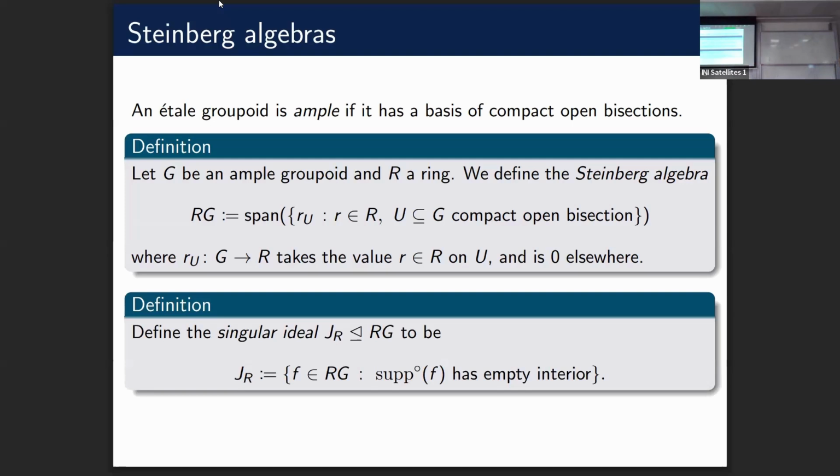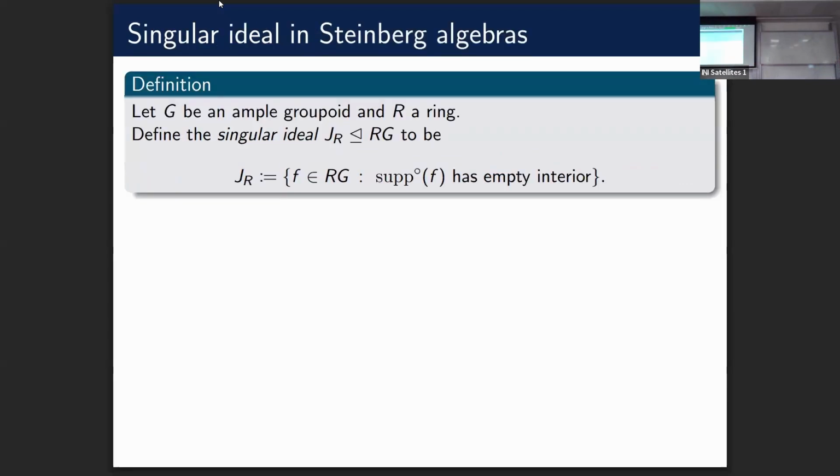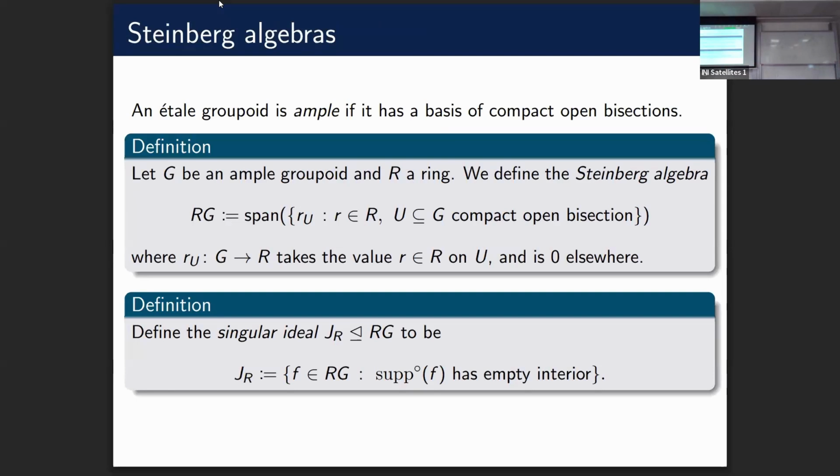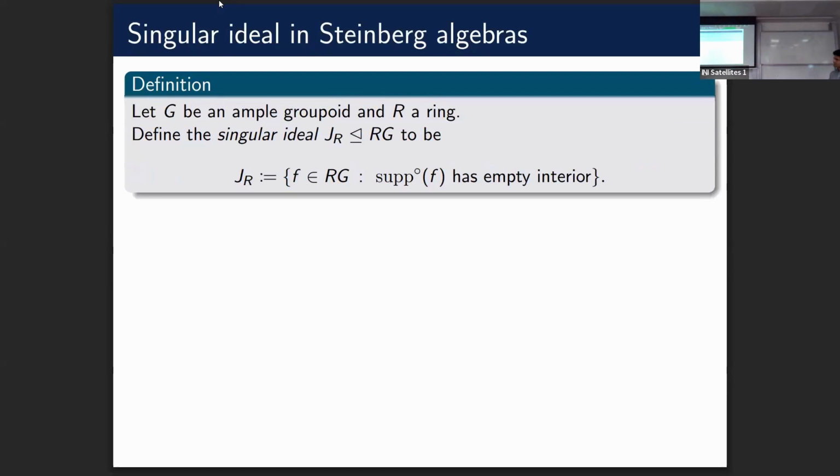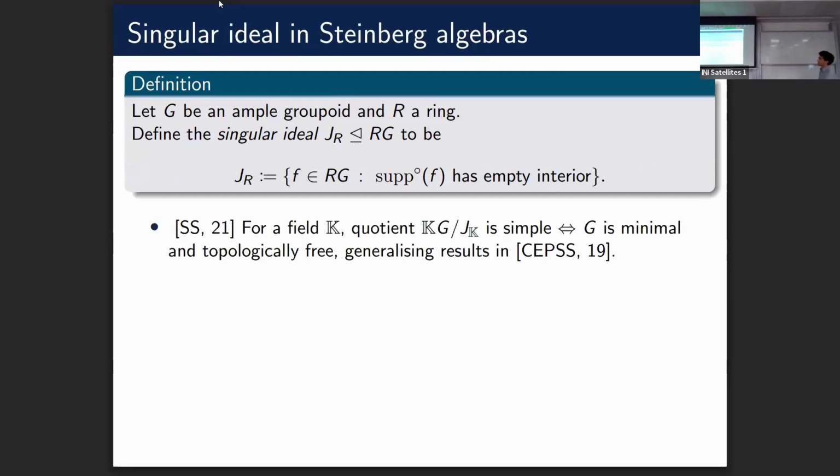And you define the singular ideal in the same way. So it's the set of functions in the Steinberg algebra for which the strict support has empty interior. Now, again, people are interested in vanishing conditions for this Steinberg algebra. For example, Nora and Ben Steinberg characterized when this quotient algebra is simple, given a field K. So this quotient is simple if and only if the groupoid is minimal and topologically free.